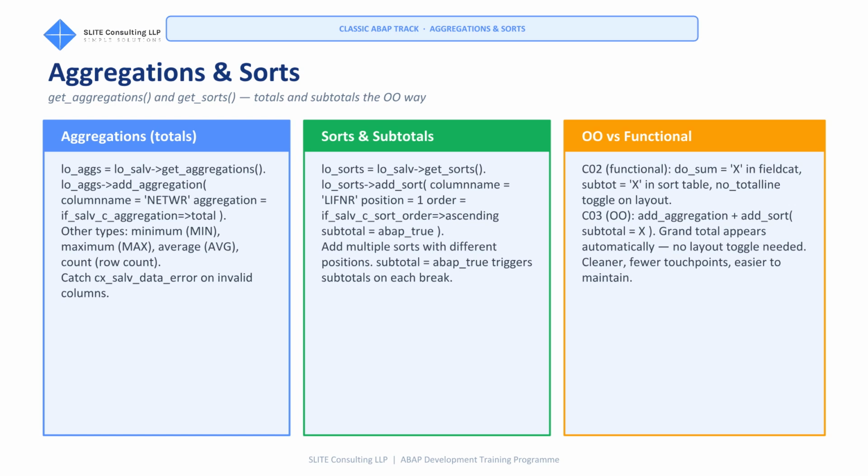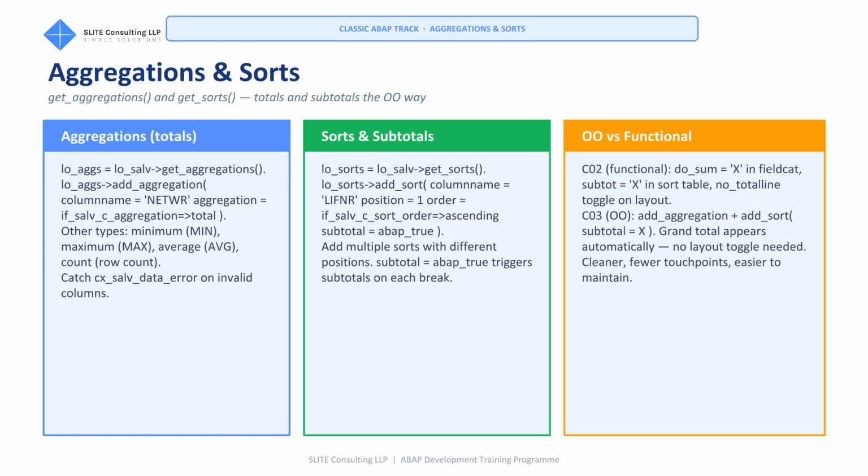For sorting, call get_sorts, then add_sort with the column name, position, order, using if_salv_c_sort=>ascending or descending, and optionally subtotal set to ABAP_true. Setting subtotal to ABAP_true on a sort column inserts a subtotal row whenever that column's value changes. Combined with an aggregation on a numeric column, this gives you exactly the same vendor group subtotals you built in C02, but with cleaner code and no fieldcat flags to remember.